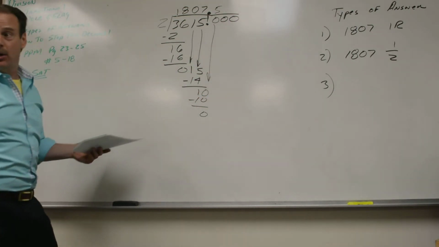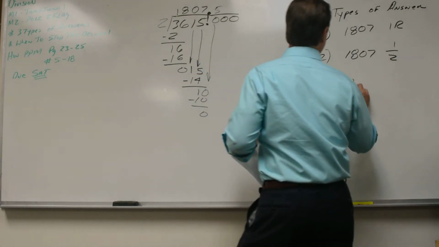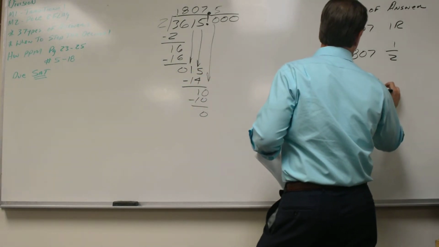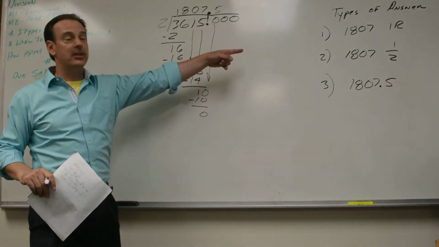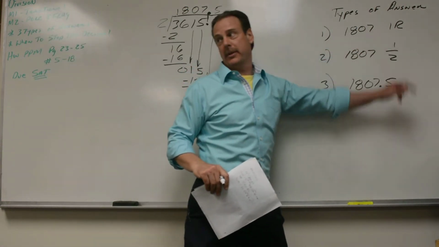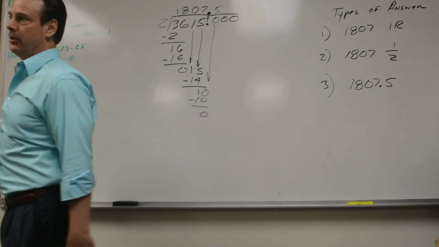So now, another way of answering this is it's 1807.5. It's the same thing as 18 and a half, and it's the same thing as 18 with a remainder of 1. All of those are the same value.